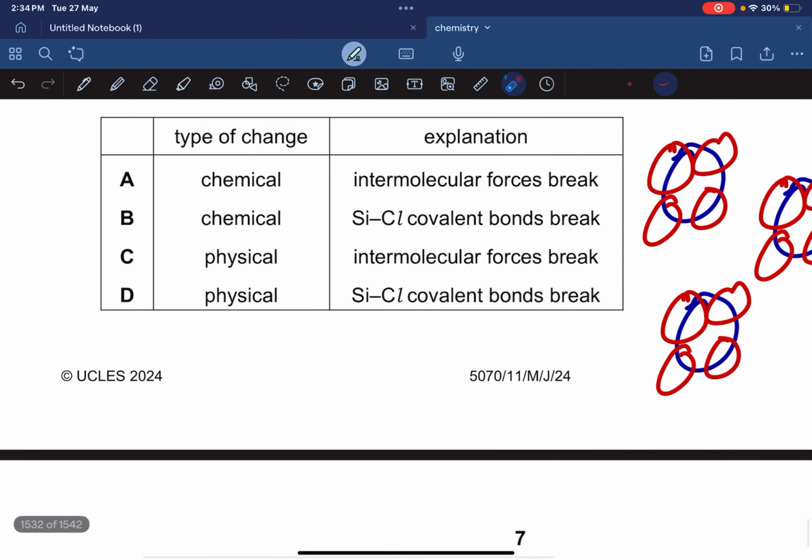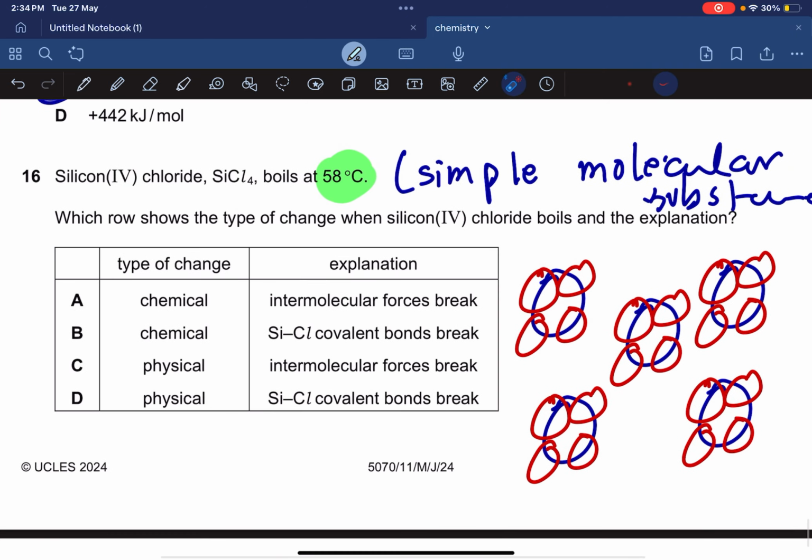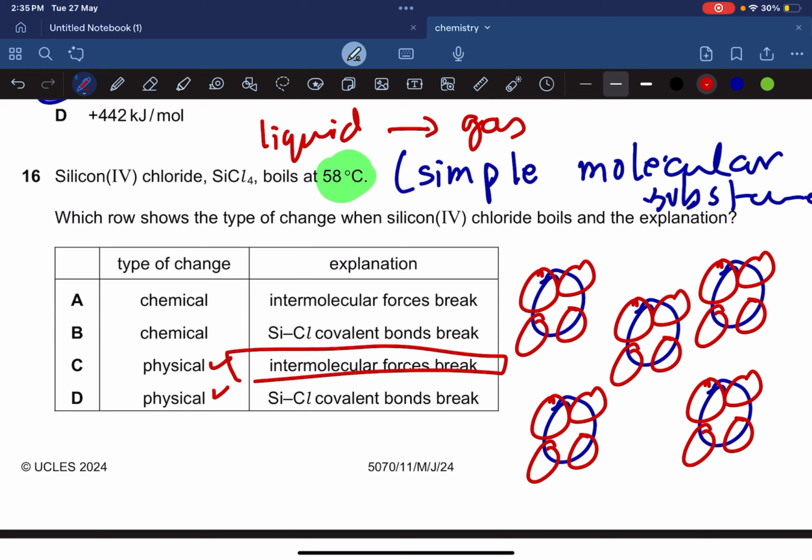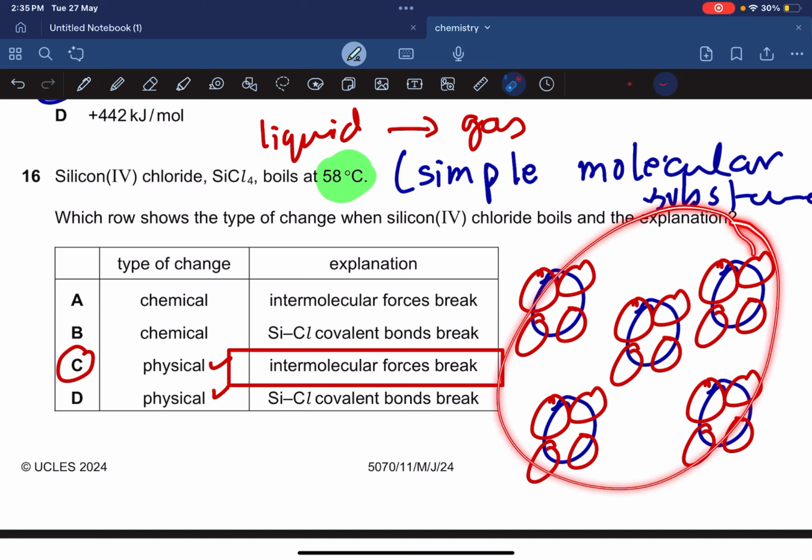Type of change, melting. You're boiling something, so what do you think? Boiling simply means turning a liquid into a gas. Are you changing the chemical bonds? That's just a physical change. So that's going to be a physical change, and what you're breaking is your intermolecular force of attraction, not the bond. That's the concept that's most misunderstood.